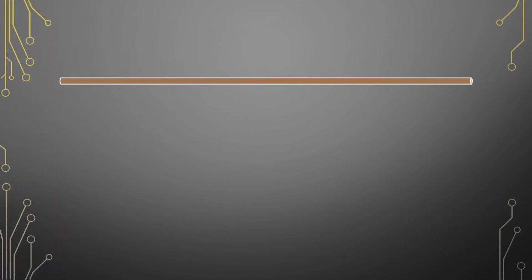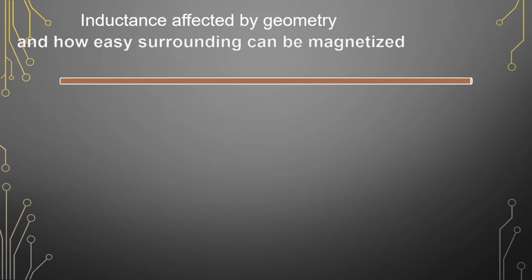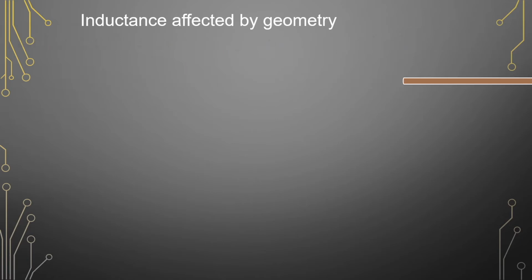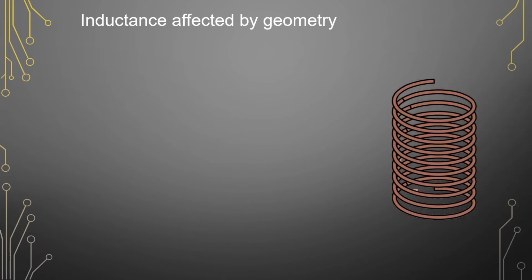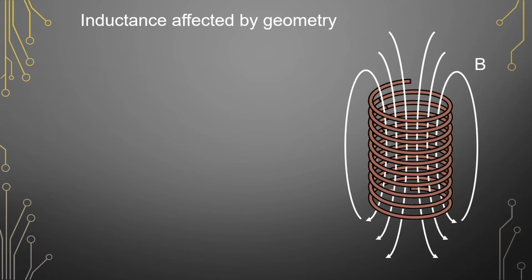You may wonder what determines the inductance. The inductance depends on the geometry of the circuit and how easily the surrounding materials can be magnetized, also known as magnetic permeability. When we coil the wires into loops, we form what is called an inductor. There is larger resistance to current change, and the inductance is larger.